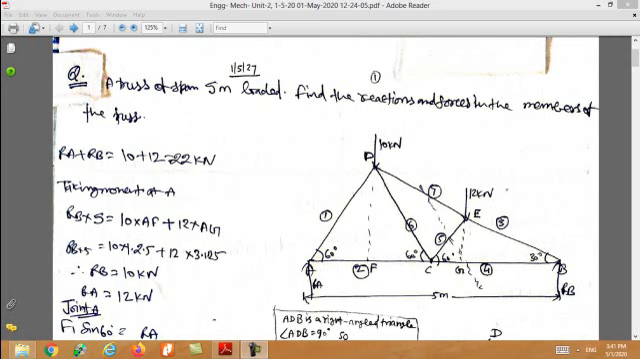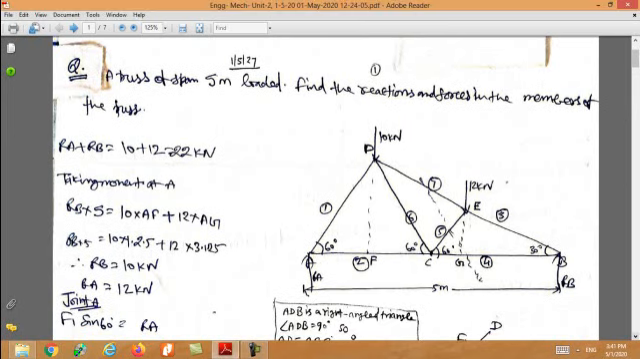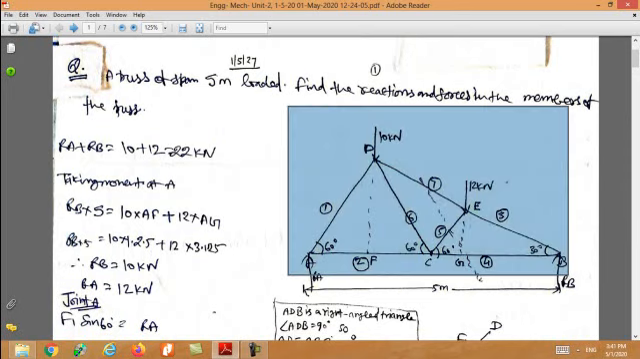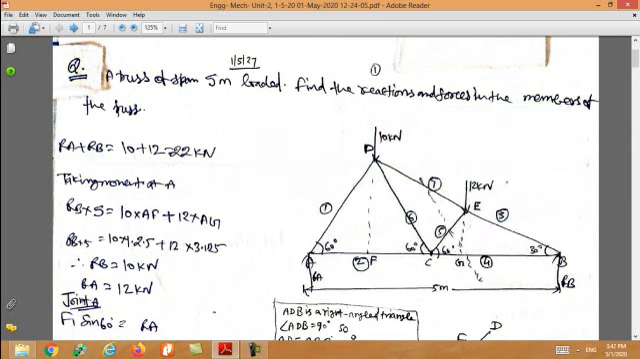Welcome once again to the class of engineering mechanics. Here is another problem which is somewhat more complicated than the previous one. In this diagram you are seeing a truss with some members, and different types of load are acting at D and E. The total length of this truss is 5 meters. Find the reactions and forces in the members of the truss.